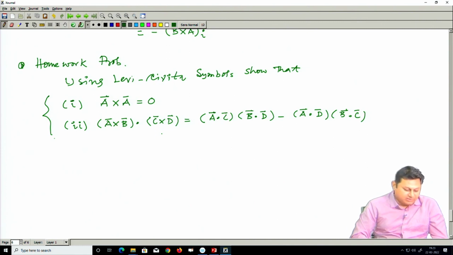So, with this note I would like to conclude today's class, because I do not have that much time to continue. In the next class we will again try to understand the concept of Levi-Civita symbols and try to solve a few other vector identities like the triple product identity and other identities.